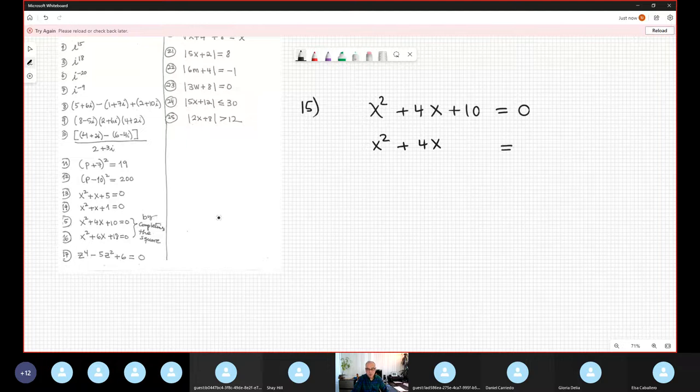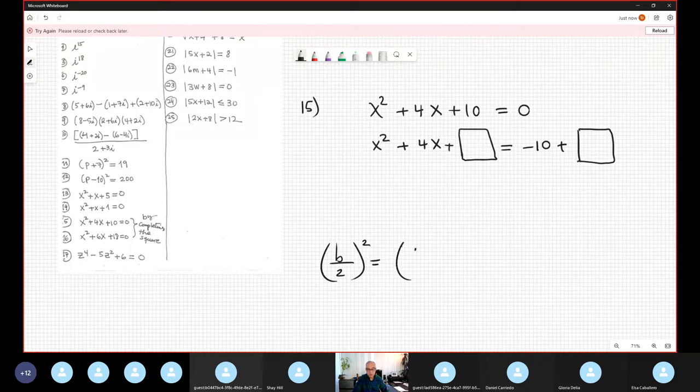You move 10 to the other side and you put it here in that box. The magic number that completes the square, and the famous formula for the completed square number, is (b/2) squared. In this specific example, b is 4, so it is (4/2) squared. 4 divided by 2 is 2, and 2 squared is 4. It's a coincidence, it doesn't always happen, but in this case this number equals this number. It's a thing of mathematics.